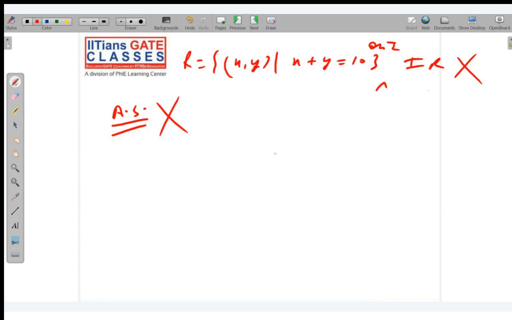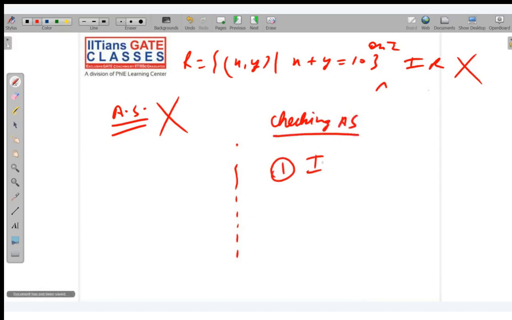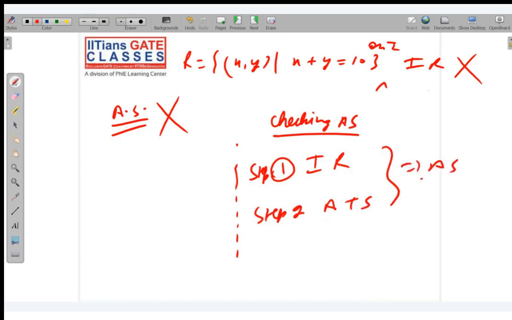Okay, let me jump to the next slide. I am leaving all the other questions because we simply have to check two things. For checking AS, step number 1 is that you should check irreflexive. Step number 2, you should check antisymmetric. If both are satisfied, it will be AS. Else, not. That's it. So take a snapshot. I will jump to the next slide.